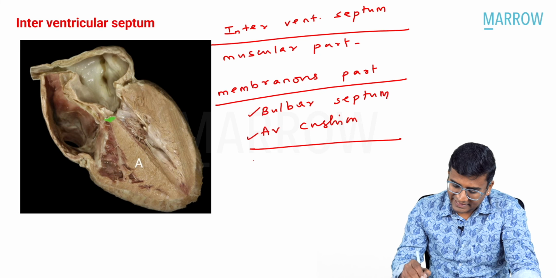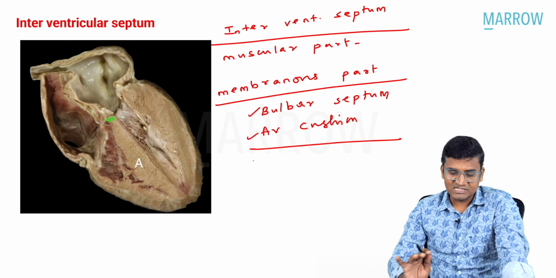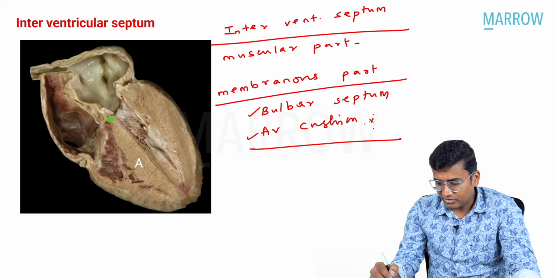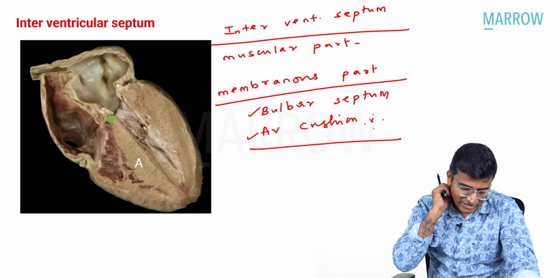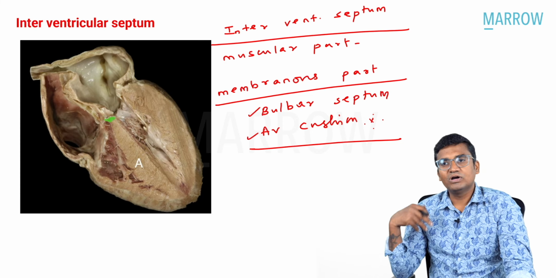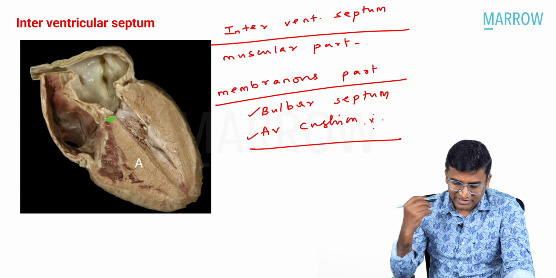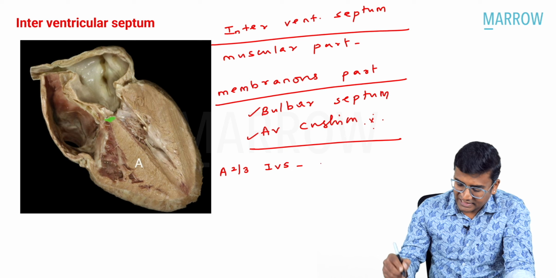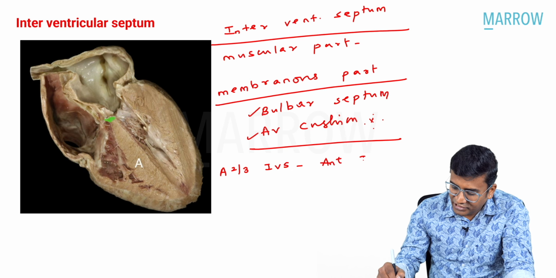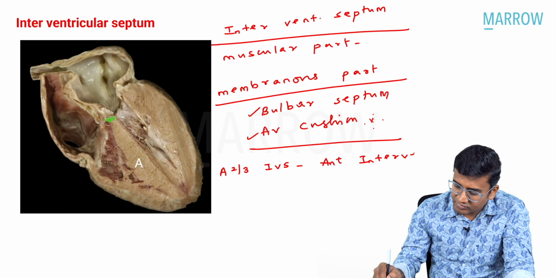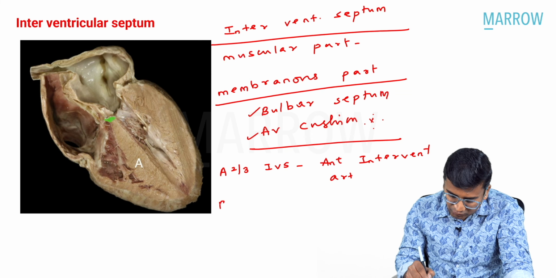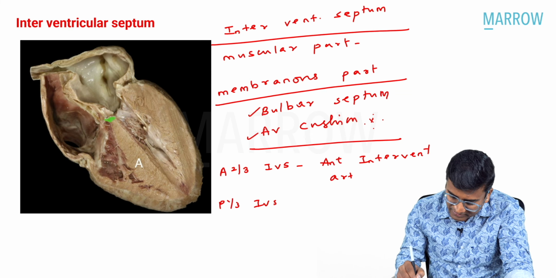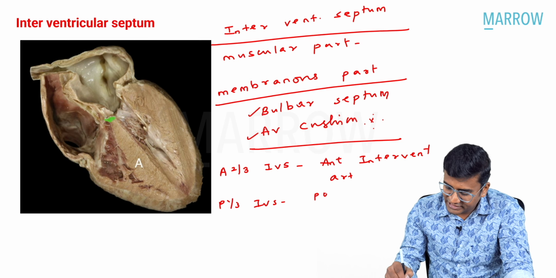This is an old INI-CET question. The membranous part of interventricular septum is coming from AV cushion. That is a question they gave in the old INI-CET exam. Okay, now what about the blood supply? The anterior 2/3 of the interventricular septum is supplied by anterior interventricular artery. Now posterior 1/3 of interventricular septum is coming from posterior interventricular artery.